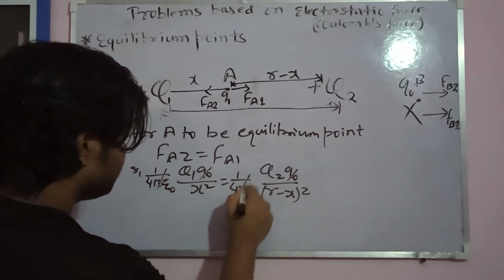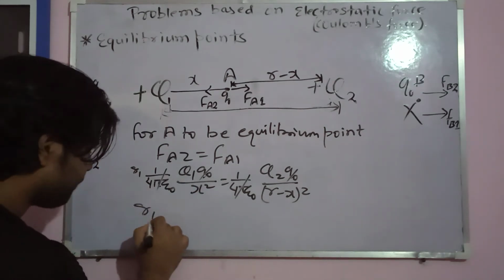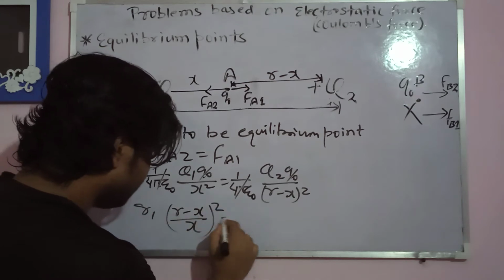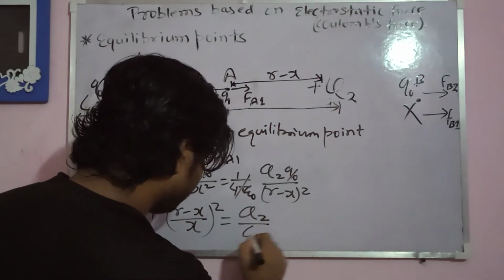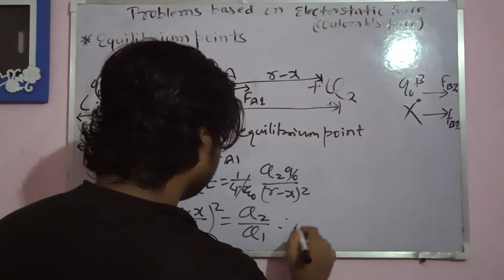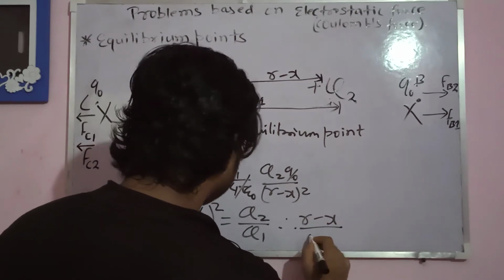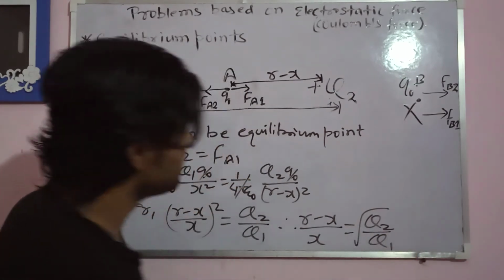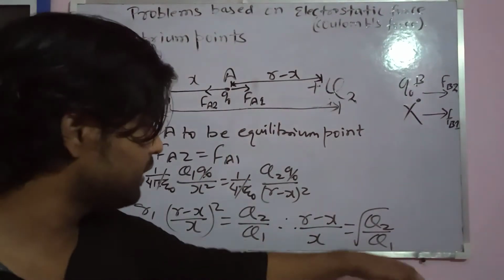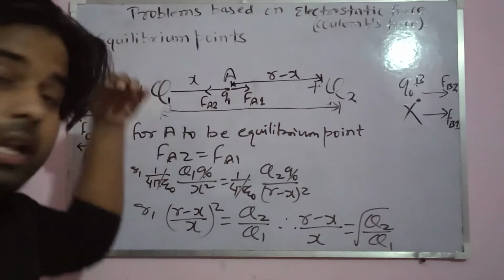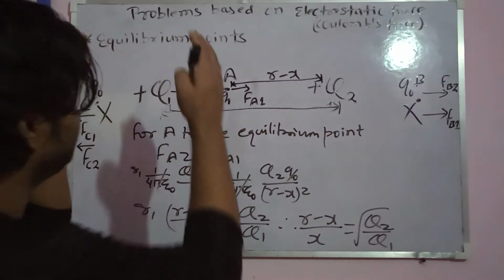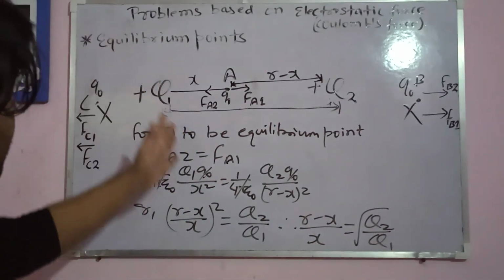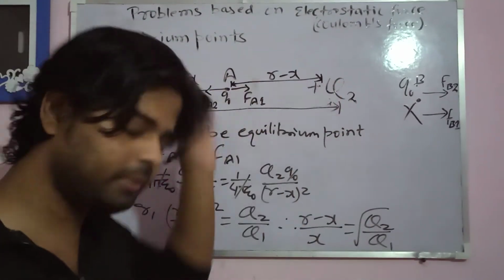Q0 cancels, this whole term cancels. So what are we getting now? (R minus x) by x, whole squared, is equal to Q2 by Q1. And finally, (R minus x) by x is equal to under root Q2 by Q1. So this is our relation, and by solving this equation we can get the value of x easily. It means we can predict the equilibrium point A, which is at a distance x from Q1 and at a distance R minus x from Q2.